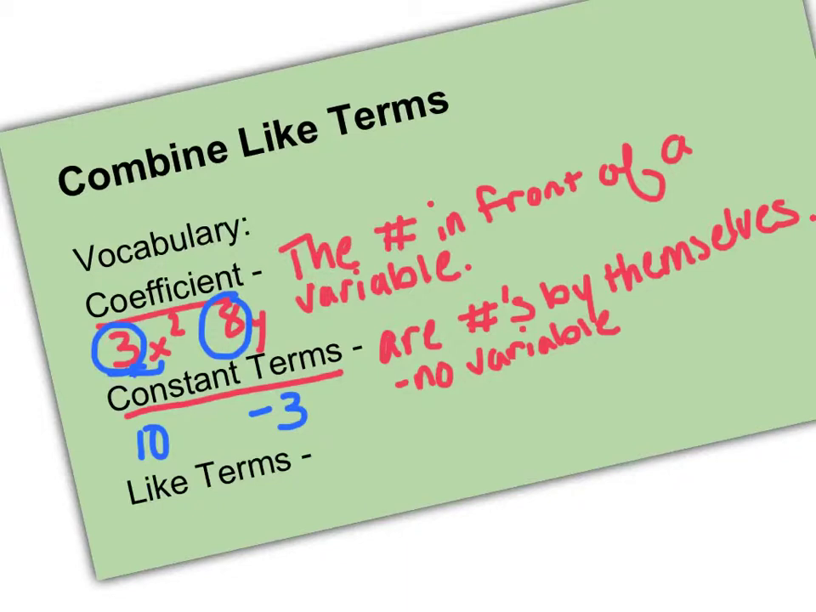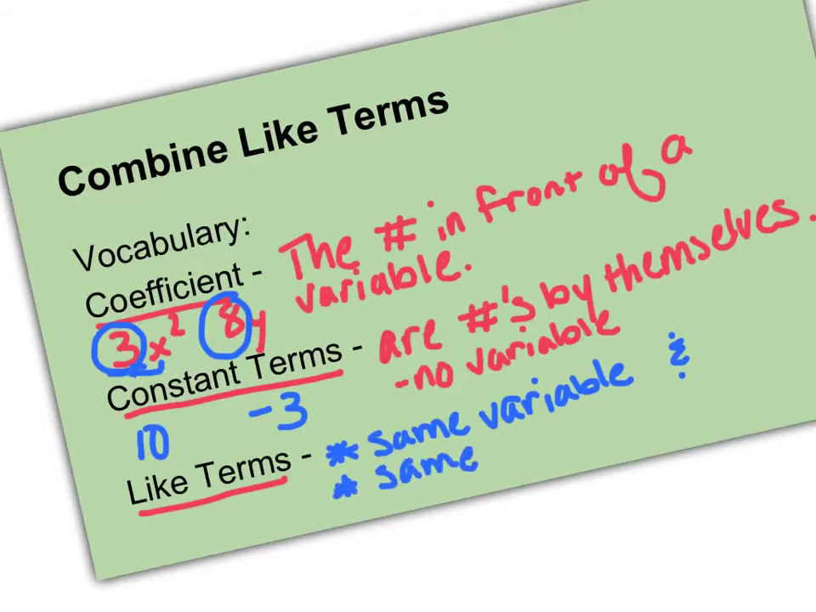And the last vocabulary term is like terms. Like terms, and this is the important definition, it's what this whole section's about, is that they have the same variable and the same power. And we're going to talk about examples of what that means. But remember, powers are like exponents. So we're looking at the exponents in the problems to see that they're the same.